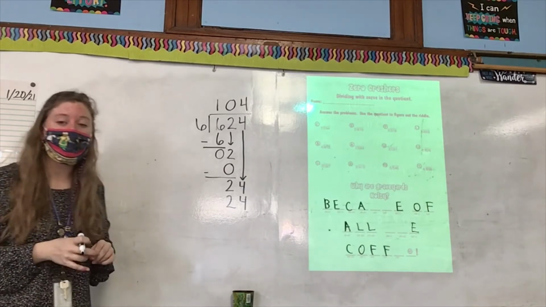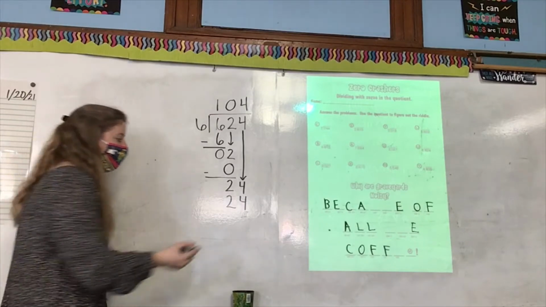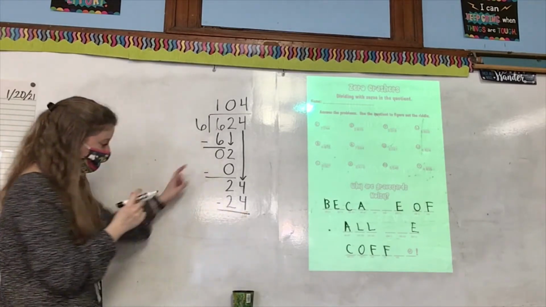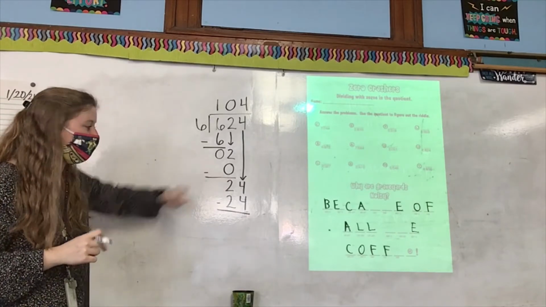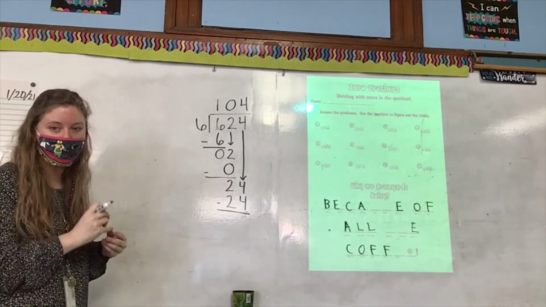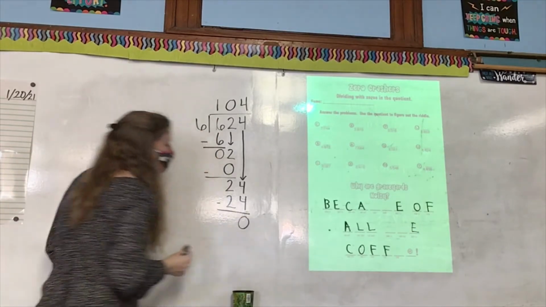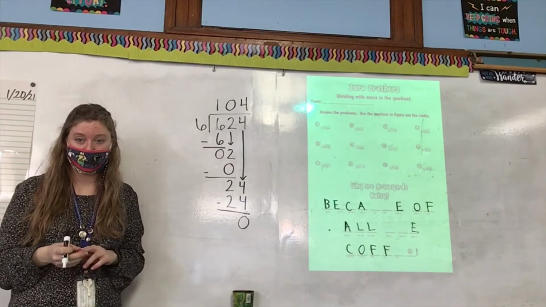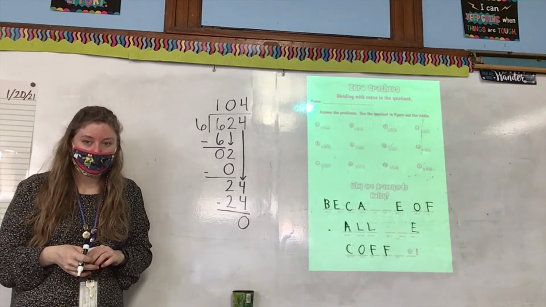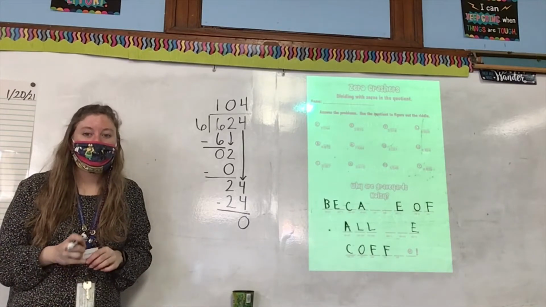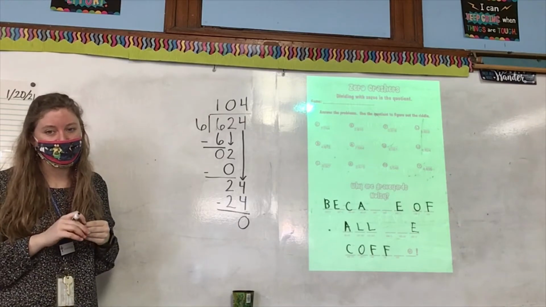What is always the next step, Zari? Subtract. What are we subtracting? You can tell me in numbers. 24 minus 24, because that means we're subtracting the answer to our multiplication problem, 24, from our new dividend 24, which equals 0. We just subtracted. What do we always do next? We check to see if there is anything to bring down. Is there something to bring down, Zari?